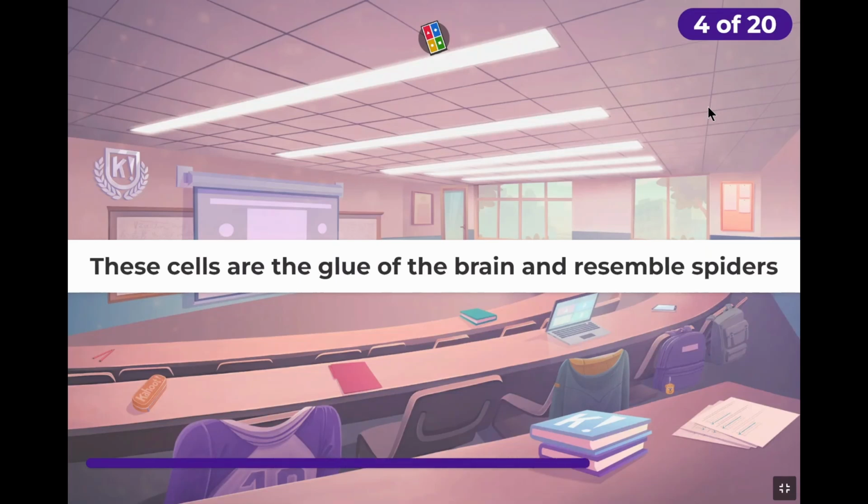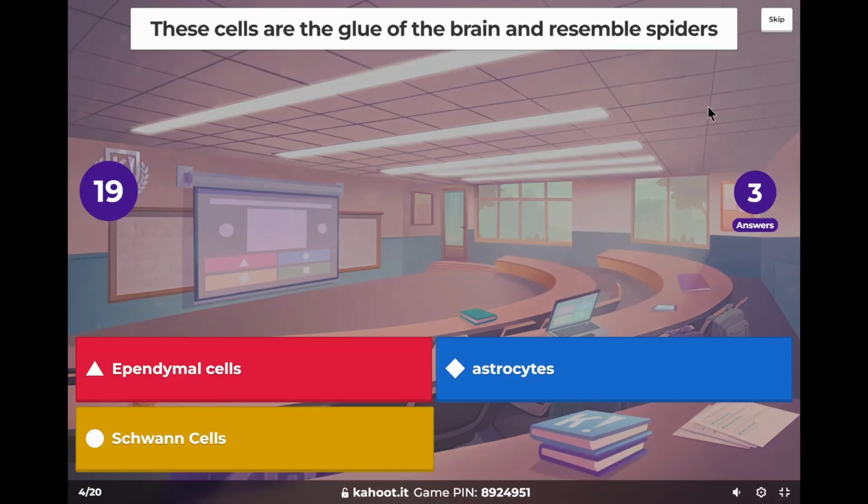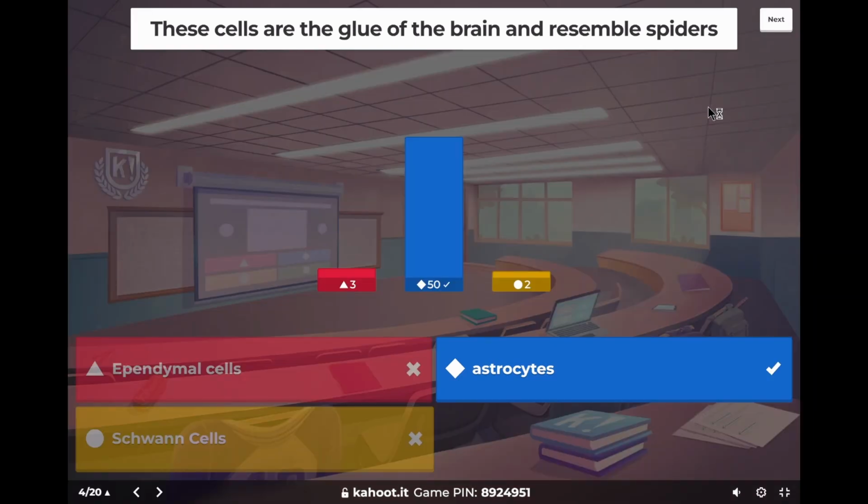Okay, these cells are the glue of the brain and resemble spiders. What cell structures? What do ependymal cells do? CSF fluid. What do Schwann cells do? Myelin. So these are your astrocytes. Okay, they're spiders. They have scaffolding, structural properties. What also do astrocytes do that's very important? Blood-brain barrier, very good.